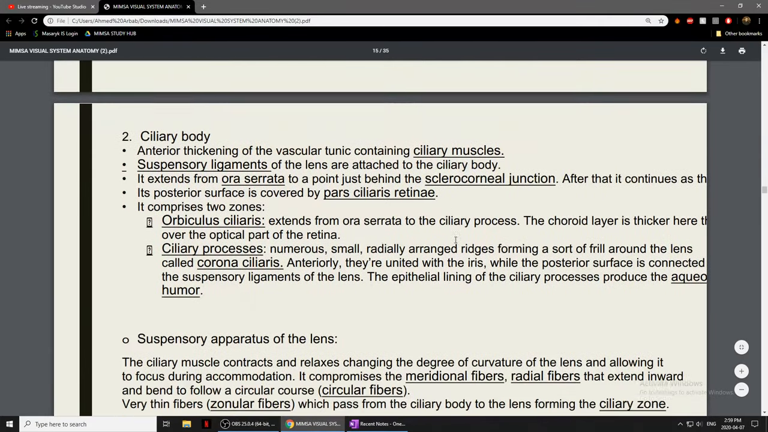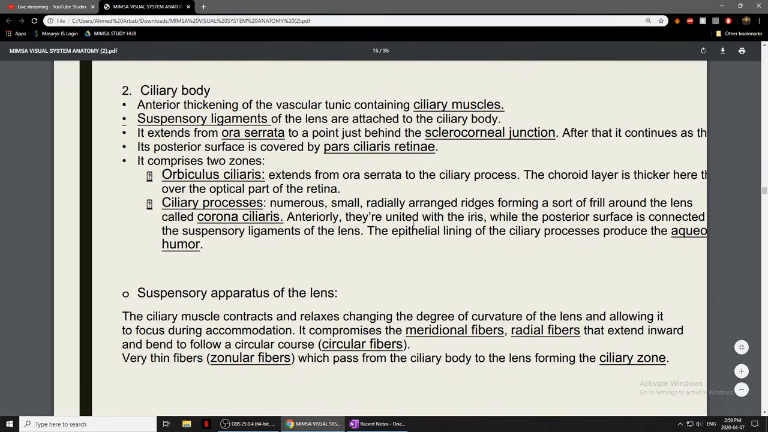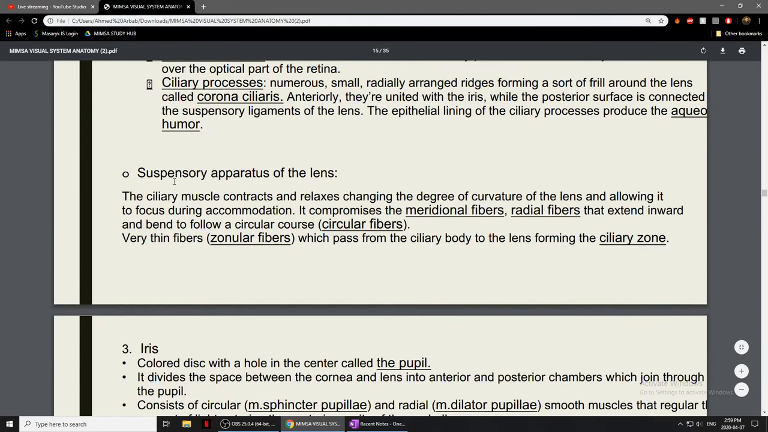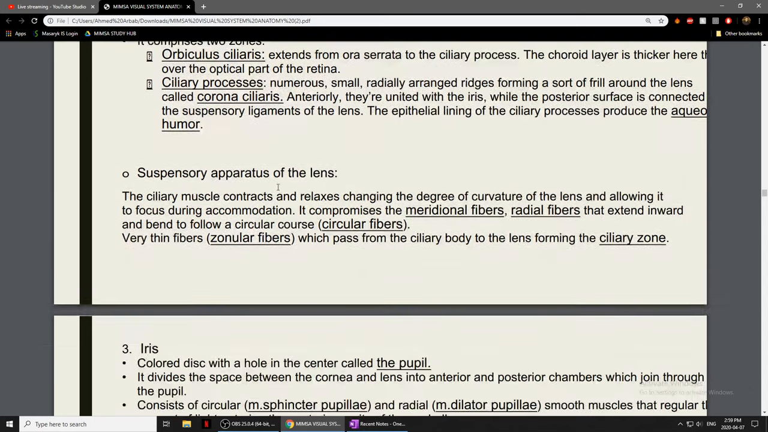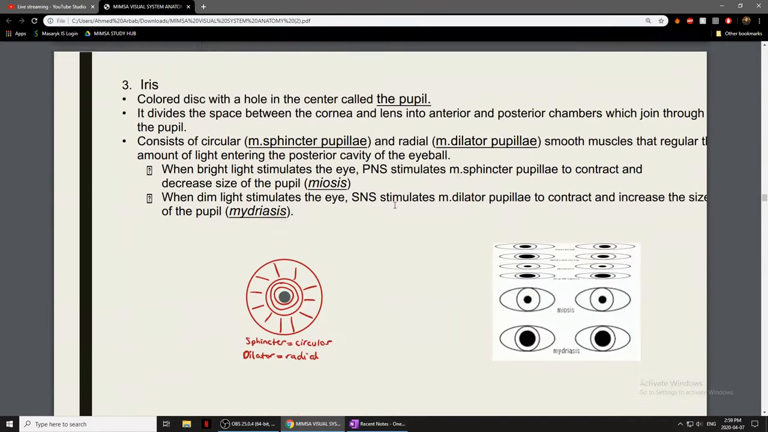So, right. So the suspensory apparatus, the ciliary muscle contracts and relaxes, and that changes the degree of the curvature of the lens, allowing it to focus during accommodation. It comprises meridional fibers, radial fibers, and circular fibers. This is kind of like details that probably are not that important, to be honest. But you can read through them if you want.